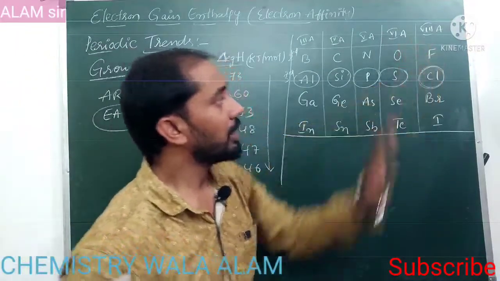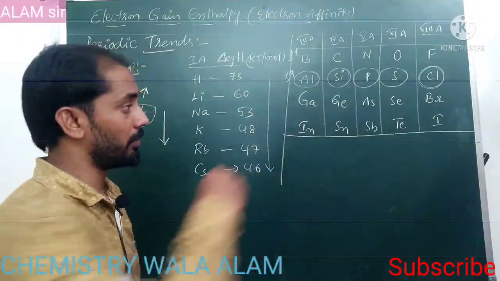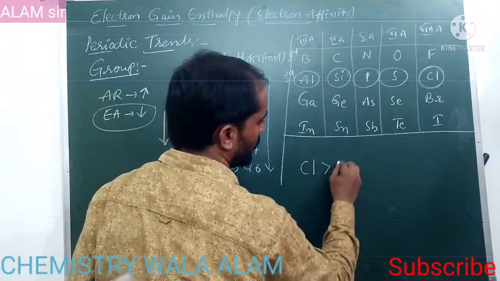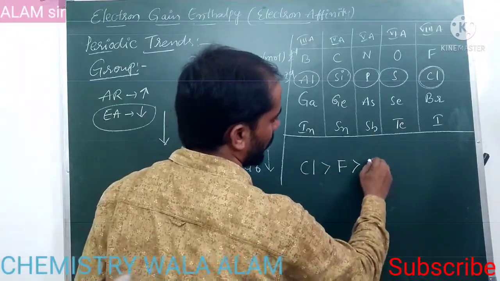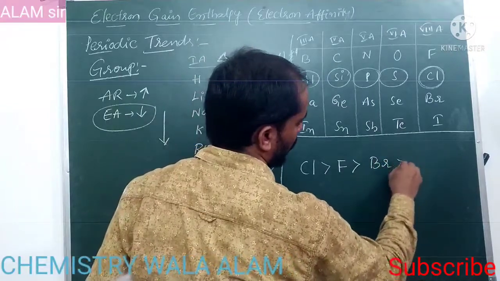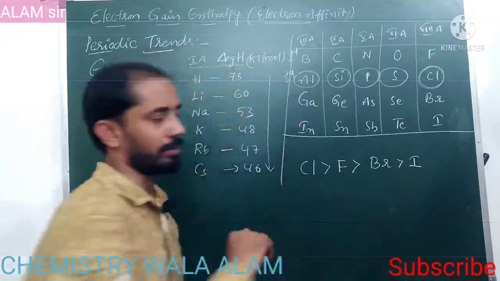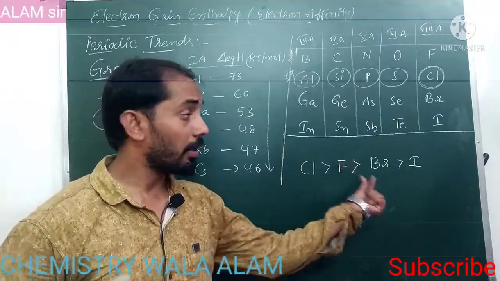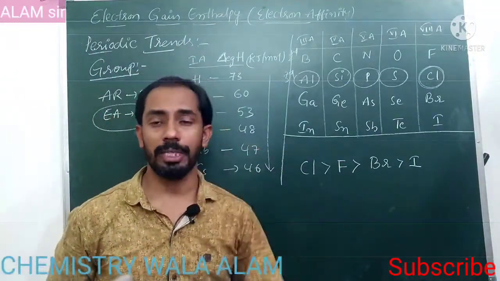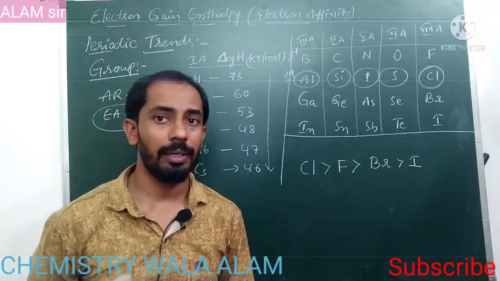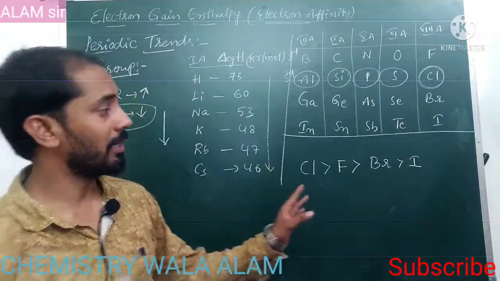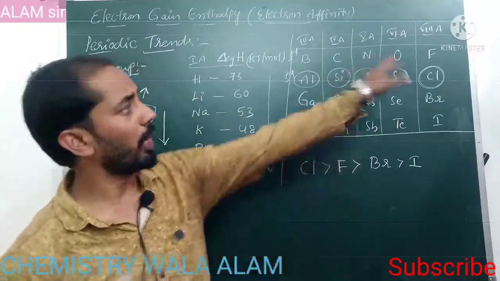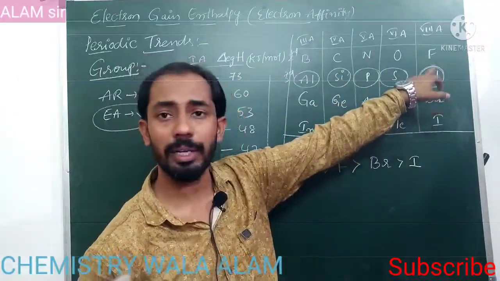Suppose you take the seventh group elements order. The highest is chlorine, next one is fluorine, next one is bromine, next one is iodine. This is the order of the electron affinities of halogens. Why? What is the reason? Top to bottom electron affinity is decreasing, no? Then why is fluorine less electron affinity than chlorine?